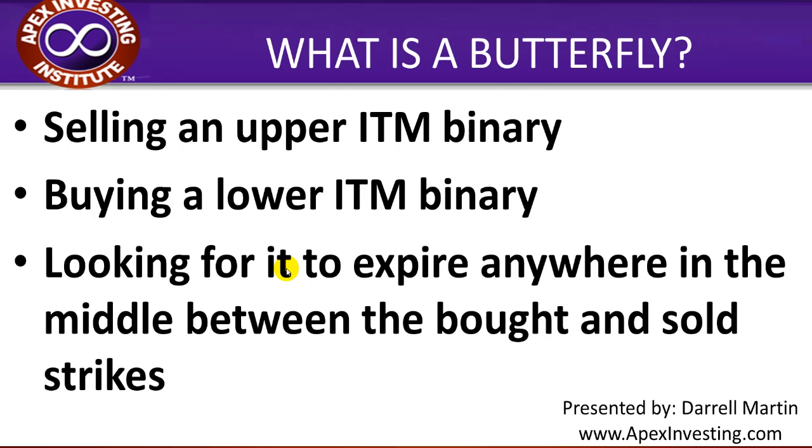So this is an iron butterfly. Okay, so for collecting premium, we're going to sell an upper in the money binary. We're going to buy a lower in the money binary. And we're going to look for it to expire in between.